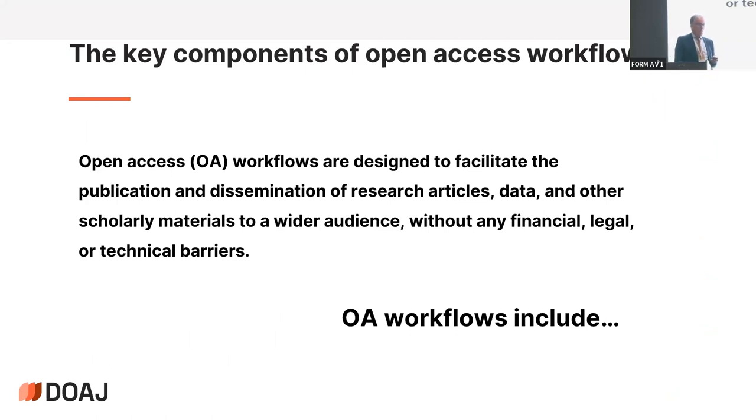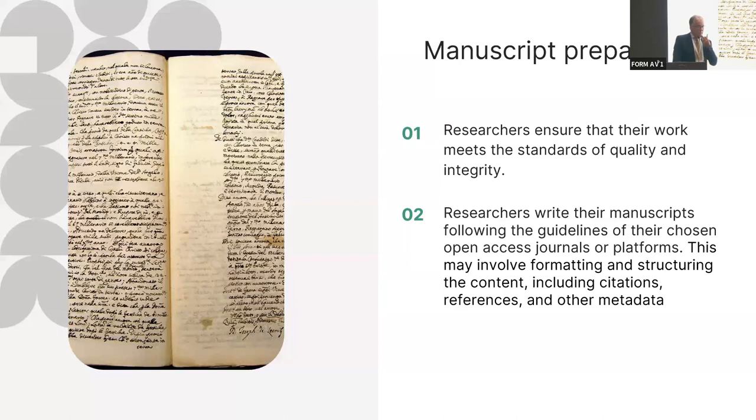Concerning a key component of open access workflow. As you know, this workflow is designed to facilitate the publication and dissemination of research articles, also data and other scholarly materials, to a wide audience without, of course, any financial barrier. But this is not true, because if the journal is without APC, it means that the institution, faculty, or university can support this financially.